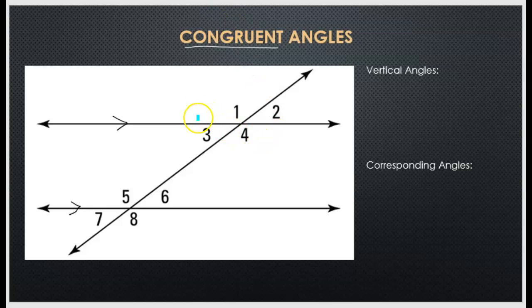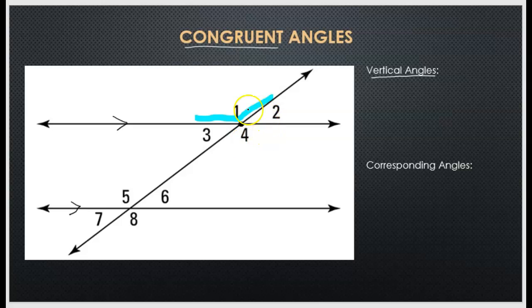So if we start with angle 1, going to take a look at angle 1 here. We're going to start with the relationship of vertical angles. Obviously, those are going to be congruent. Vertical angles are angles that share a common vertex. They do not share a common side, only a common vertex.